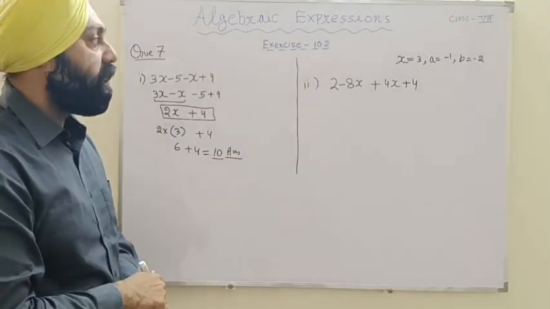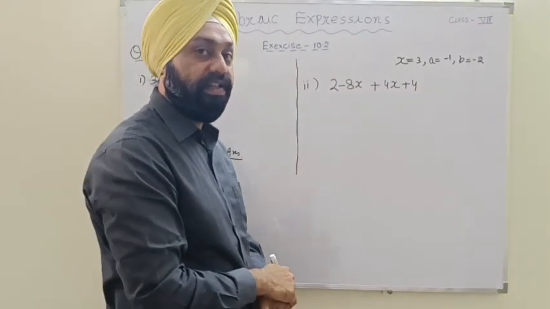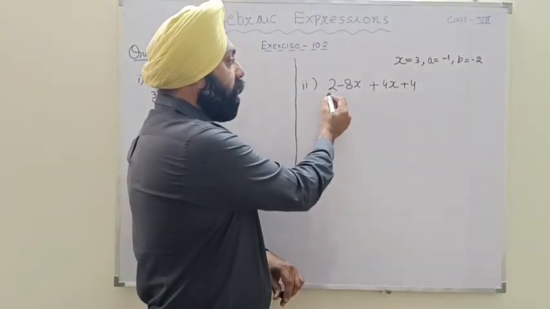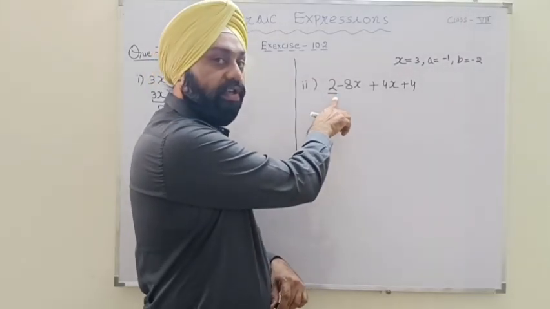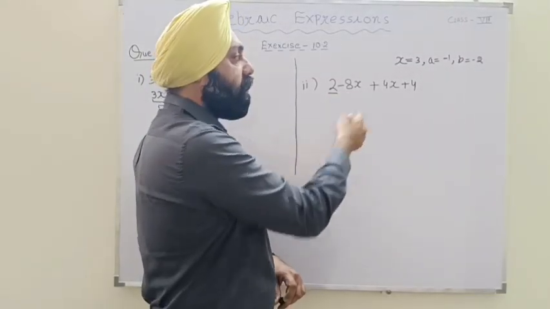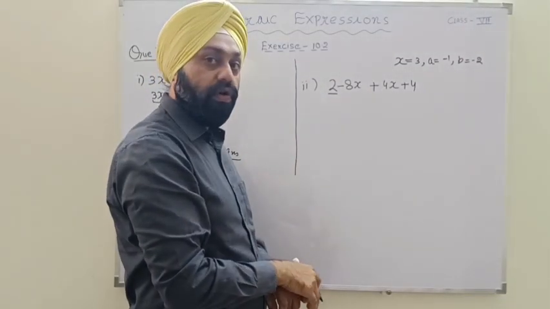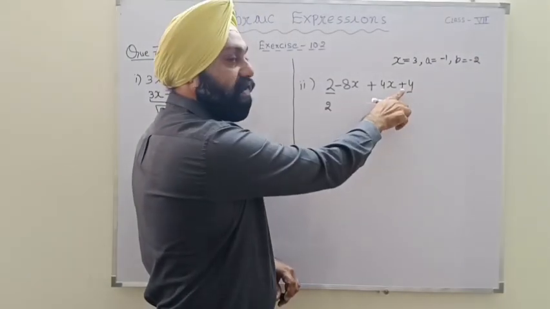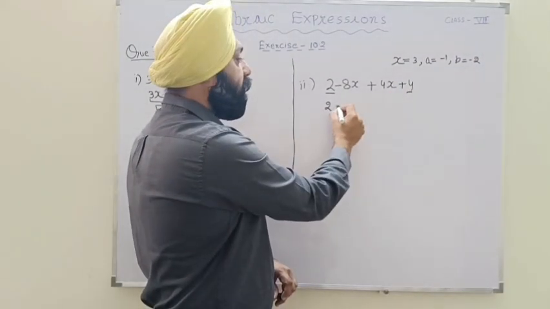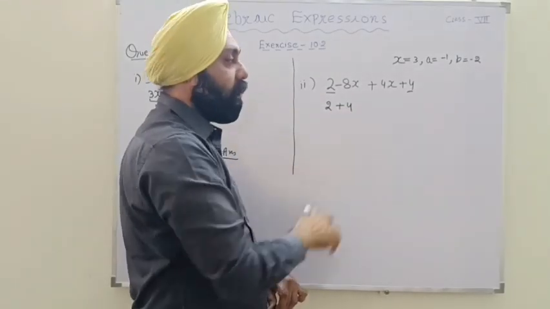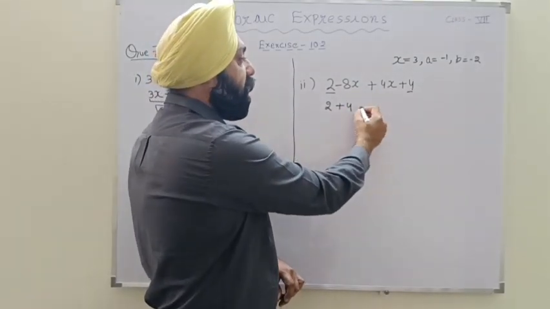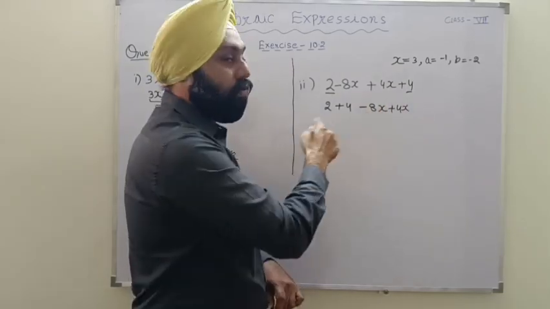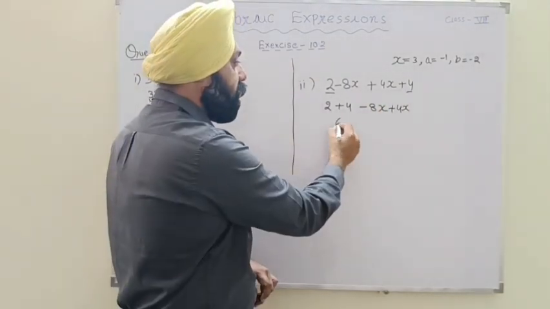Moving on to the next part, it is 2 minus 8x plus 4x plus 4. Again we will combine the like terms. First, 2 is a constant term without any variable. Another term which does not have a variable is 4. So we will combine these two terms. 4 has a plus sign with it, so it will be 2 plus 4. Now the remaining two are the like terms, minus 8x and 4x. So 2 plus 4 will give 6.